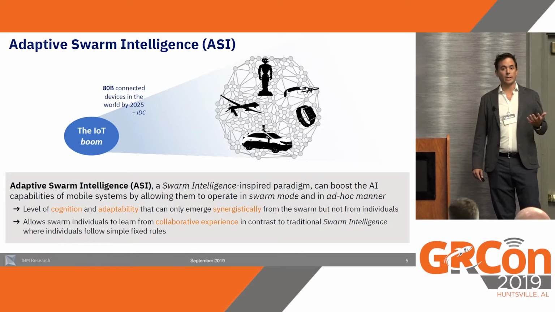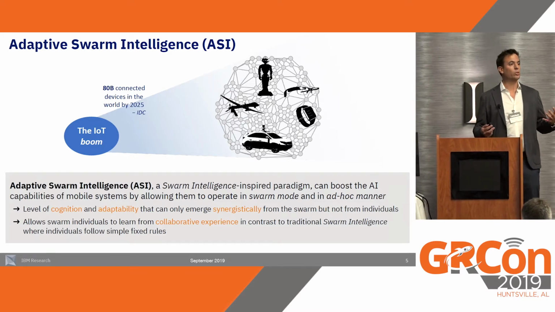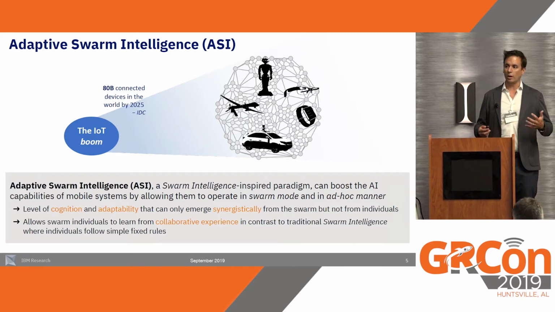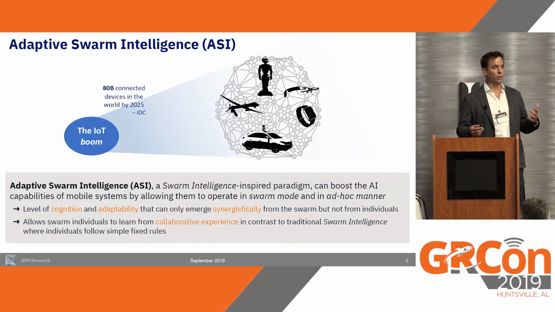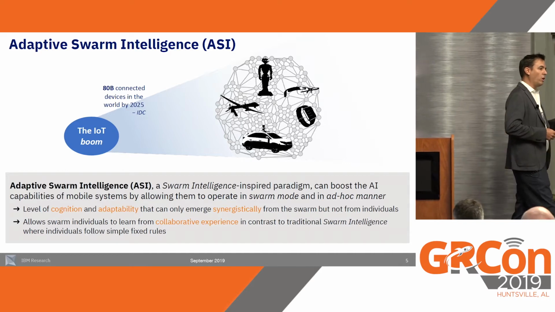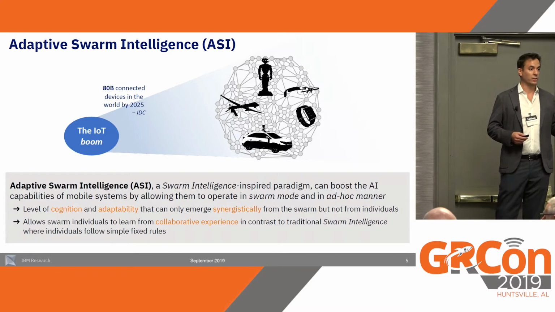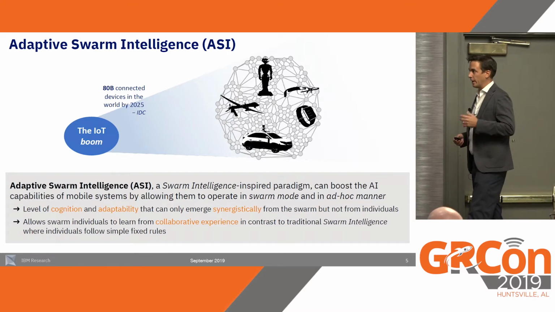We believe that we can leverage an alternative approach, which is the swarming approach, trying to make those devices collaborate with each other in order to enable a level of cognition and adaptability to unseen circumstances that can only emerge synergistically from the swarm, but not from individual devices. So that is the ultimate goal of this paradigm.